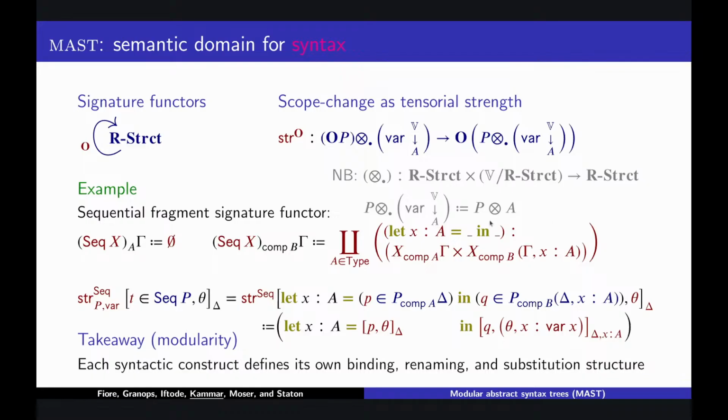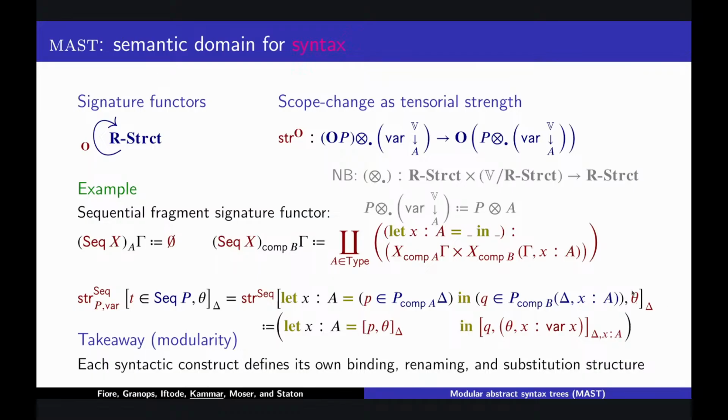What's the strength? Again, I'm applying this. I have a sec p together with a tuple for it, theta. This is the t, this is the theta. And what I need to do is to say, what does this t look like? Well, it looks like a let with a p in it and a q in it, where the p knows about the variables in delta and the q knows about one more variable x. And I have my theta.